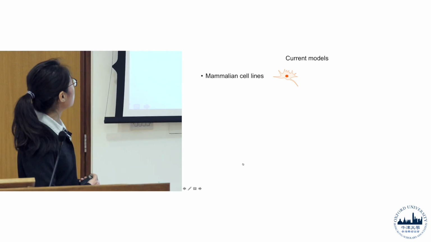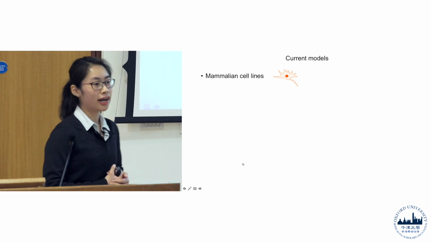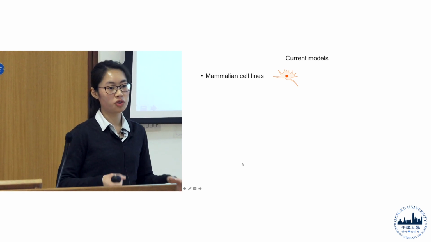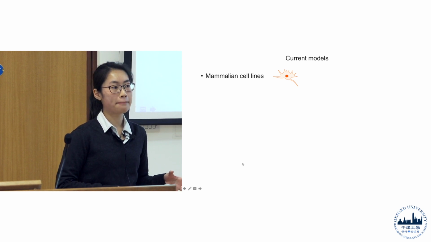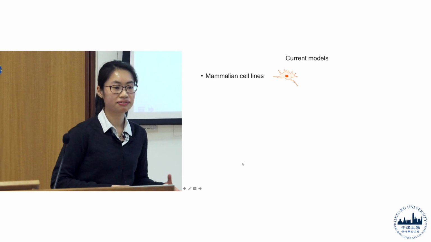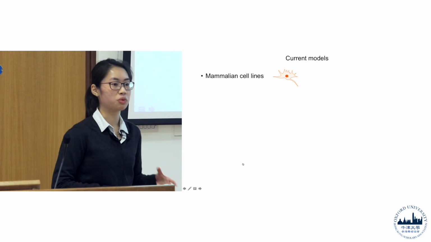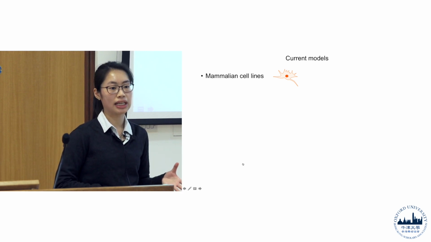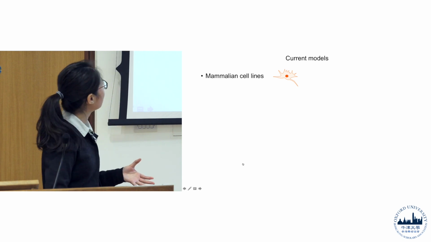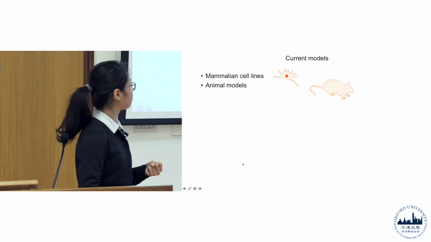One way is to use cell lines that are not nerve cells. So it's good that you can understand different molecules and how they interact. But because they're not in the right type of cells, you don't always see what is really happening in the patients. And of course, there are animal models.